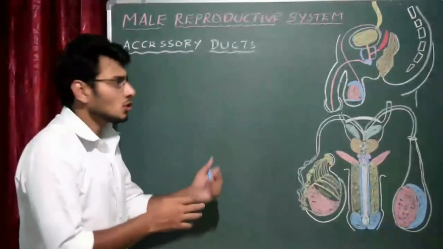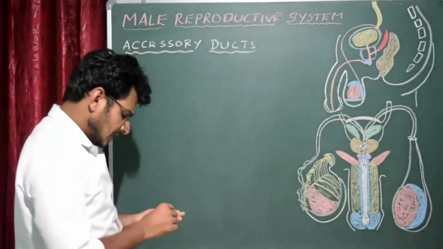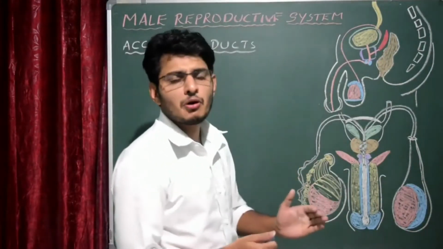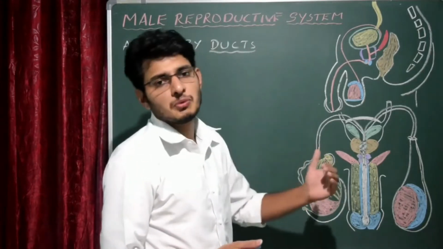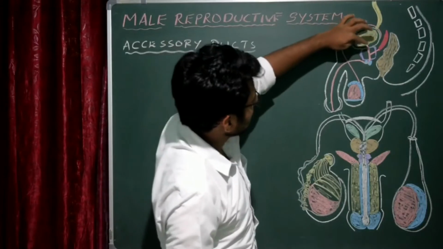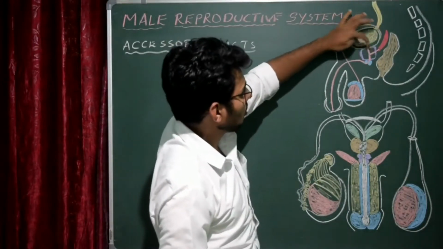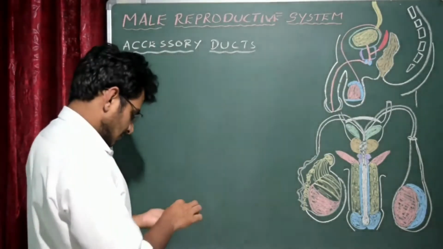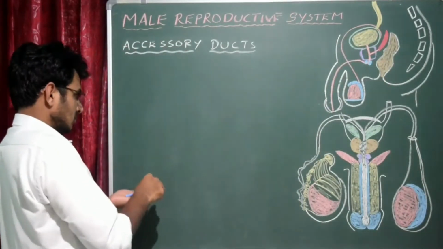Okay, and now let us talk about the accessory ducts. As I said, accessory ducts are nothing but the pipe system which plays an important role in the transport of the sperm. So we see here, particularly, I have used pink color. These are all actually the accessory ducts. So first let us name it. I'm using pink color now.